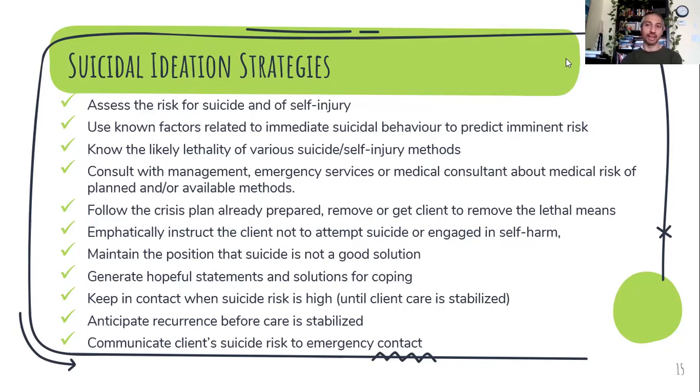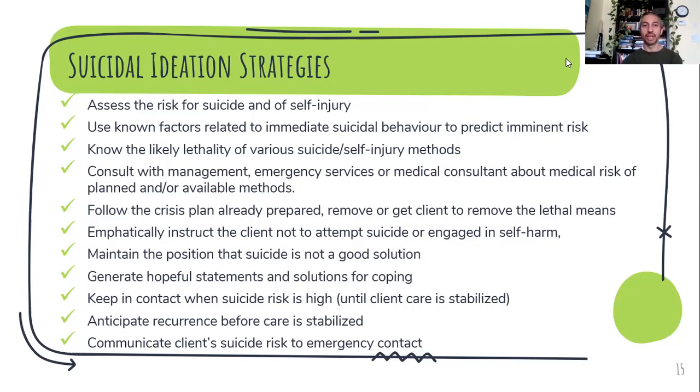So the factors can be, have they attempted suicide before? Do they have coping skills? Do they have supports? Do they have people they can reach out to? Are they likely to reach out to those supports? Do they have the means to end their life? Do they own a gun? Do they have a knife collection? What's the lethality?